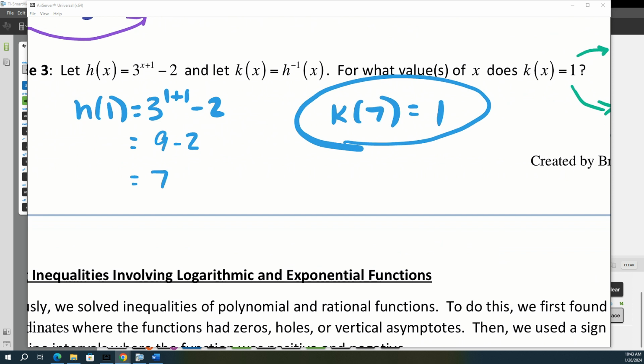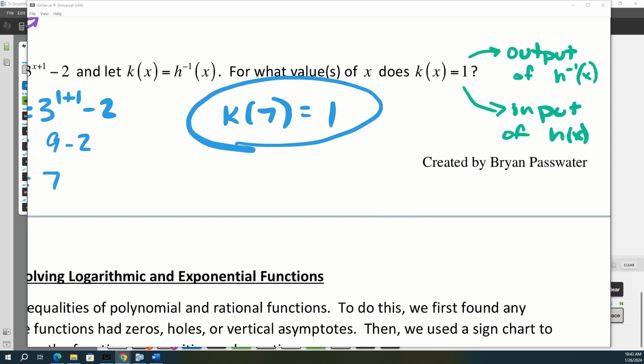All right. Now that doesn't seem too difficult right now. After we keep learning a whole bunch of stuff, that might be hard to pull back out of your brain. But just try to remember that the input and output are switched.